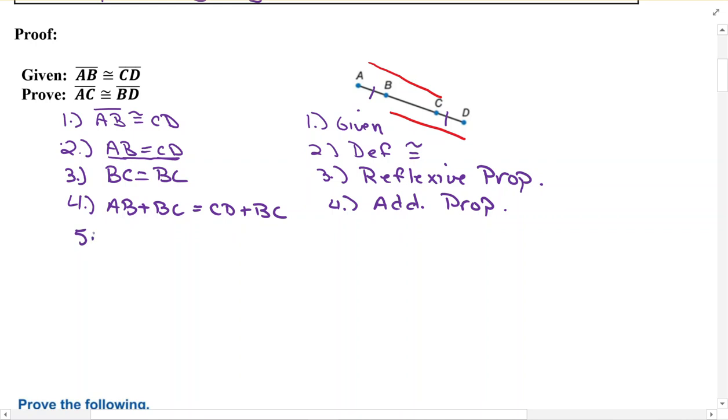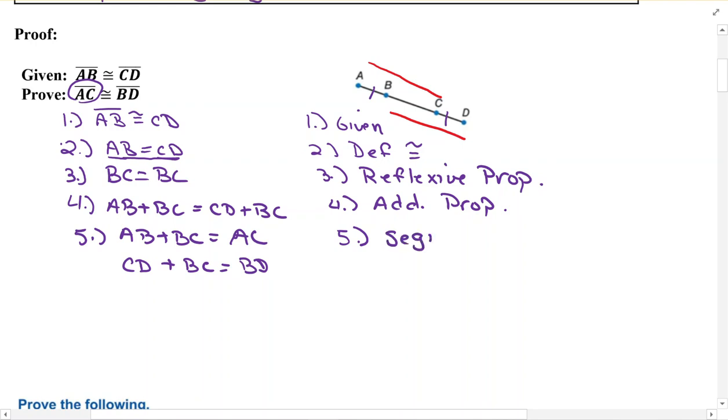But we also know that AB plus BC is equal to AC. So that brings our AC, which we need right here, into our argument. And we also know that CD plus BC equals BD. And that brings our BD into the argument that we have going. And we know this by segment addition.